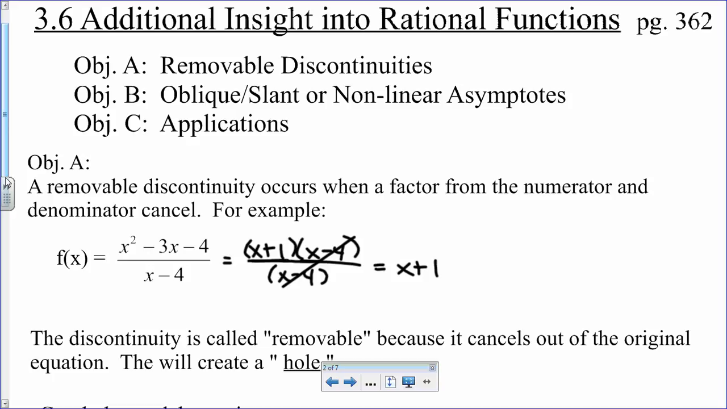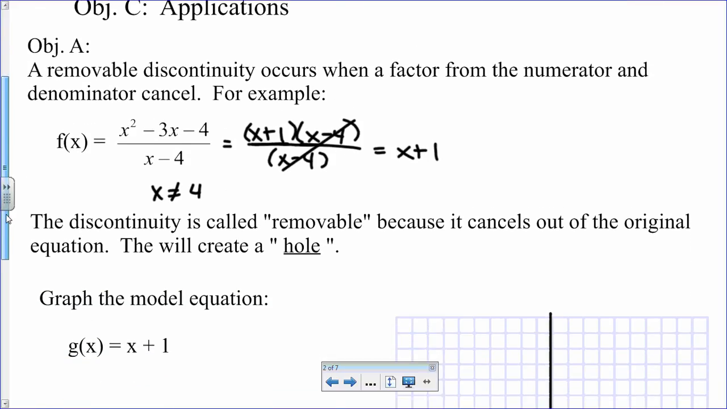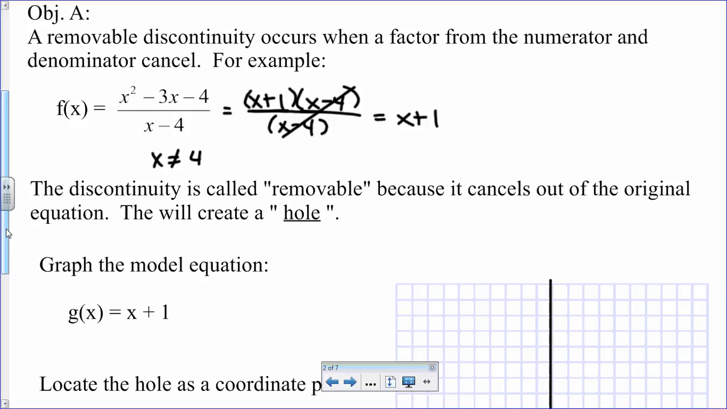So, since the x minus 4 canceled, on the graph, it shows up as just a hole. If it did not cancel, then that's where you'd have a vertical asymptote. But when it cancels, it becomes a hole. So I have just this linear equation, but I gotta remember I didn't start out just like this. So this x not equal to 4 still applies even in simplified form. So my graph is just a line, but I gotta remember that I have this hole here where x can't be 4. Alright, it's called removable because it cancels out.